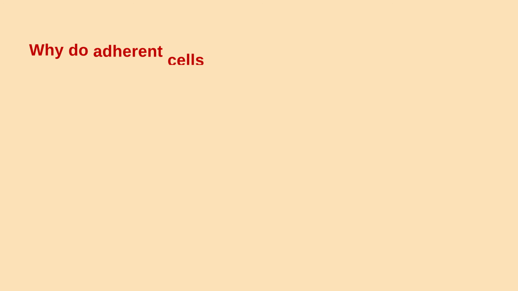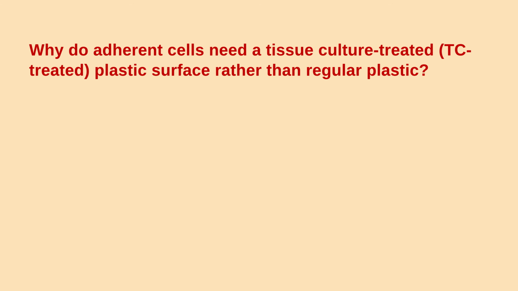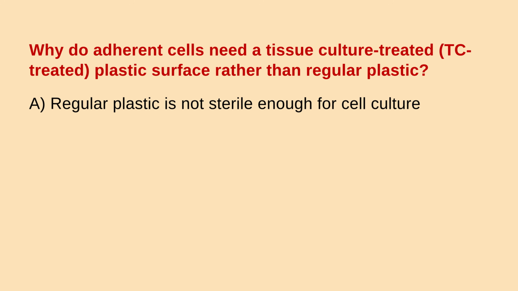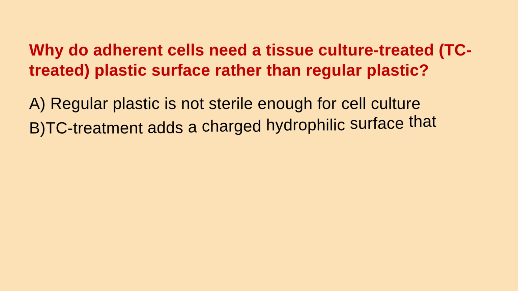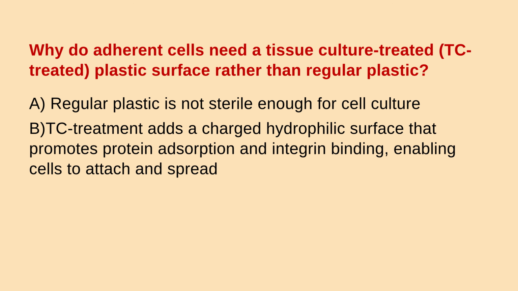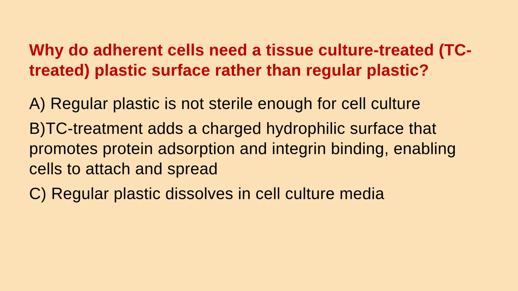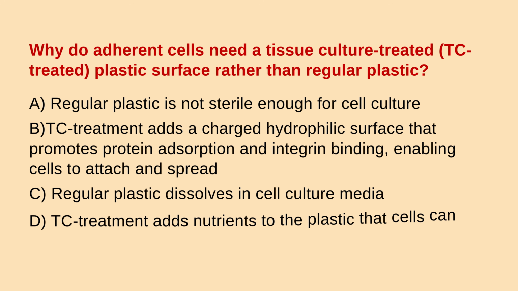Quick hook check before we move on. Why do adherent cells need a tissue culture treated, TC treated, plastic surface rather than regular plastic? Here are your options. A. Regular plastic isn't sterile enough for cell culture. B. TC treatment adds a charged, hydrophilic surface that promotes protein adsorption and integrin binding, letting cells attach and spread. C. Regular plastic dissolves in cell culture media. D. TC treatment adds nutrients to the plastic that cells can absorb. Take a second. Lock in your answer.